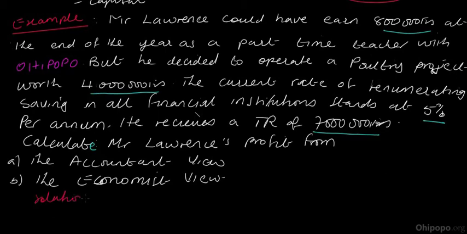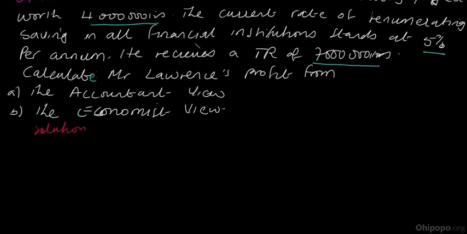Now let us answer this question. Now, listen carefully. What we need to identify here first is the explicit cost. Let me denote explicit cost as EC, and also we have to identify the implicit cost. From there, we can answer our question very well.